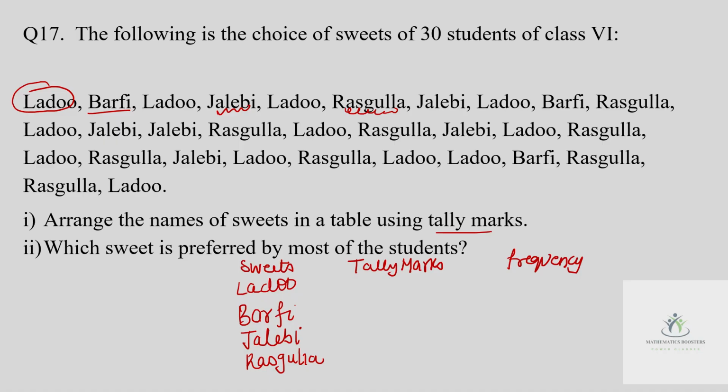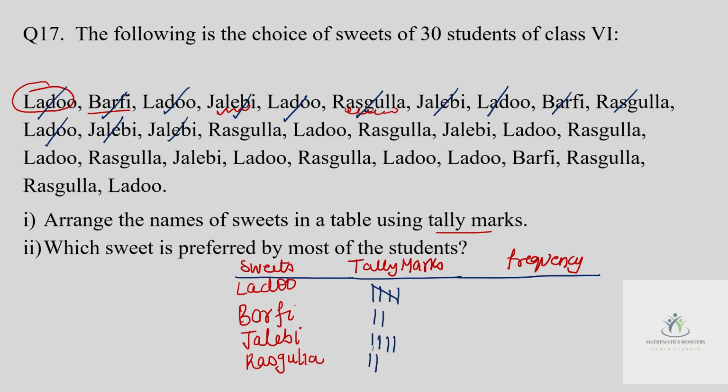Now go one by one and put a tally mark in front of it. So first is laddu, next is barfi, next is laddu, then jalebi, then laddu, rasgulla, jalebi, laddu. Try to do it this way, there will be less chance of error. If you count all in one go, then there will be a high risk of error.